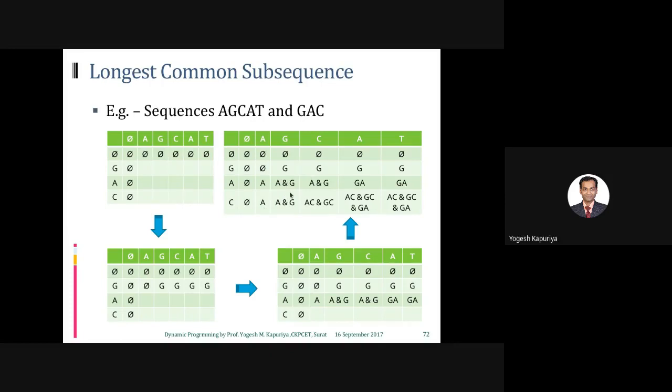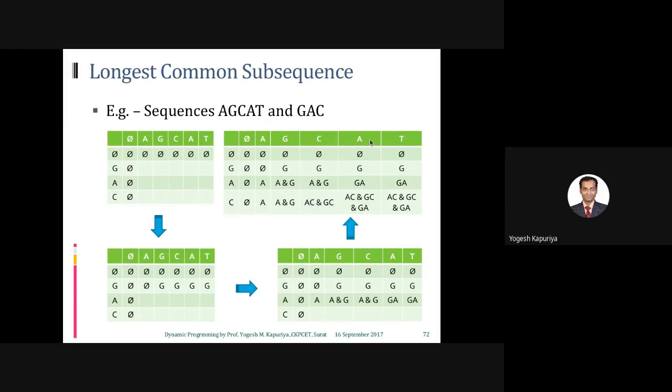All of them are the same, so what you will write is simply A and G. Then C and C, they match. Because it's a match, you will see the diagonal. On the diagonal you have A and G, so plus 1, so that's why it makes AC and GC.